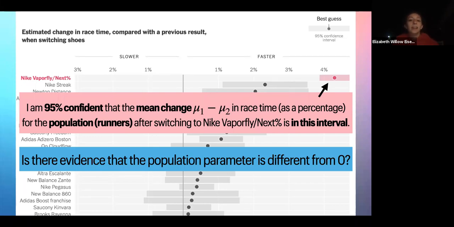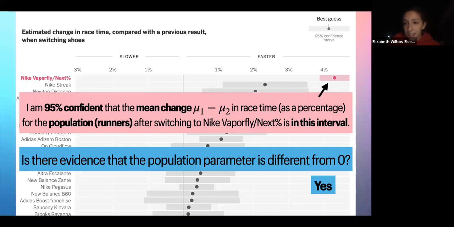So we could ask a question. Is there evidence that the population parameter is different than 0? Is there evidence that the mean change, so not the change of every single runner that ever switches to the Nike Vaporfly, not like if we found a new runner and asked what the change for this runner is going to be, not any of that. It's the mean change. Is there evidence that the population parameter, the mean change in race time, is different than 0? So on average, if we looked at the whole population of people who switched to this shoe, would the mean be different than 0? Would they on average get faster?